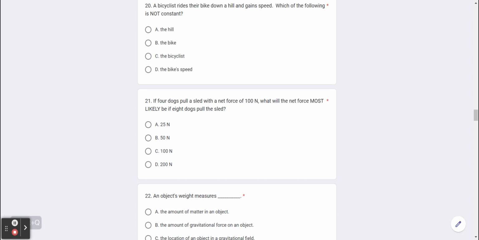20. A bicyclist rides their bike down a hill and gains speed. Which of the following is not constant? A, the hill, B, the bike, C, the bicyclist, D, the bike's speed.